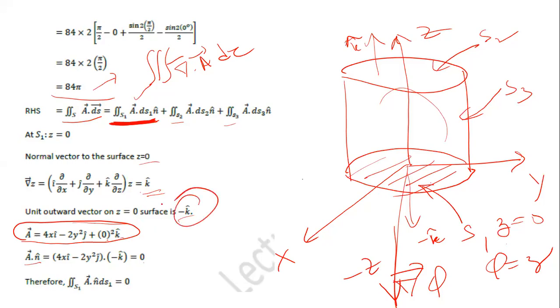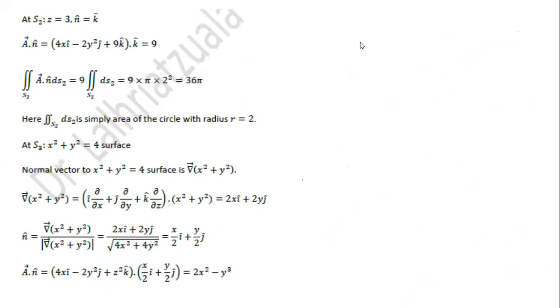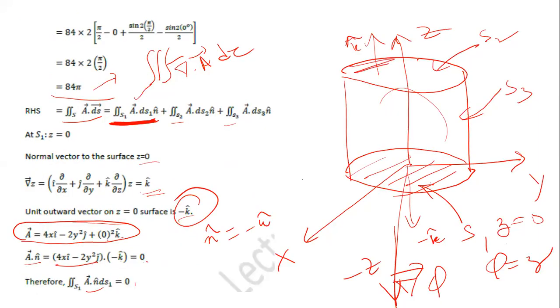Your outward unit normal vector is minus k cap, and your a vector is this. So the product is 0. If a dot n is 0, this quantity is also 0, right? And look at this. This is your surface S2.